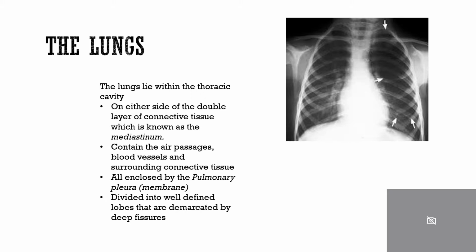The lungs. The lungs lie within the thoracic cavity, on either side of the double layer of connective tissue, which is known as the mediastinum. This contains the air passages, blood vessels, and surrounding connective tissue. All are enclosed by the pulmonary pleura or membrane, and they are divided into well-defined lobes that are demarcated by deep fissures.